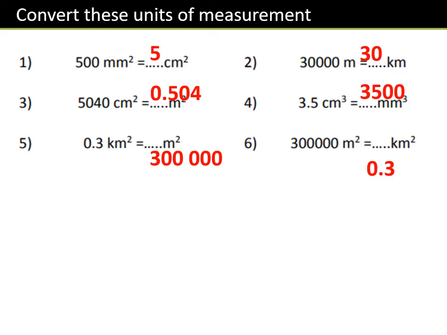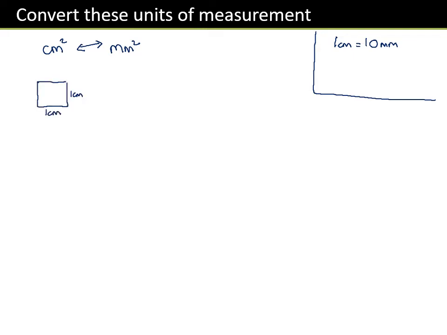If you didn't get them correct, I'm going to talk to you now about how to convert squared units and cubed units. So first of all, let's have a look at some squared units. For example, I want to change centimetre squared to millimetre squared or vice versa. I know 1 centimetre is 10 millimetres, so I would always draw a picture of a square to start off with. Label the sides 1 centimetre.